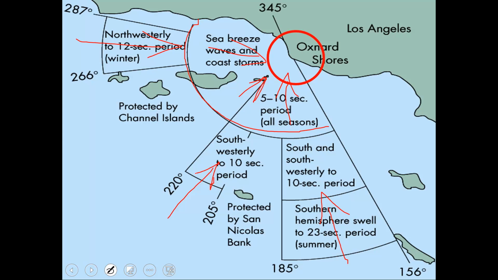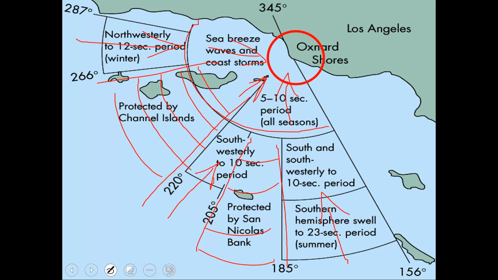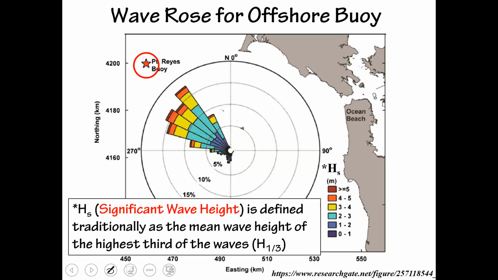Now notice what we've defined as direction and period, and also to a certain extent winter versus summer. You might also notice there are some areas that are protected. Essentially, Oxnard Shores is protected from waves in certain directions because of the distribution of offshore islands. Now, it's not just period, of course, it's wave height.